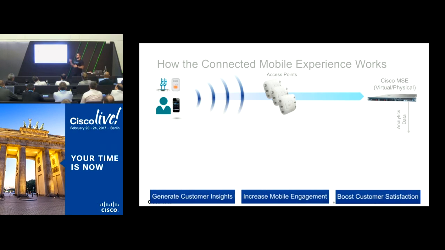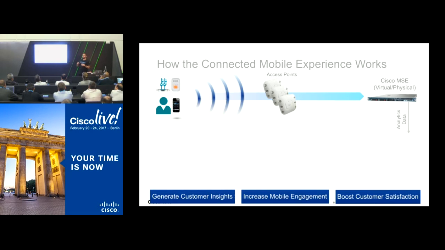This is the device, or it's actually a virtual machine now for the most part, that does all of the heavy lifting. It does the math to figure out where your device is located in this space. So the access points are collecting a bunch of information about your device, using signal strength, and sending that information through the wireless LAN controllers to the MSE.